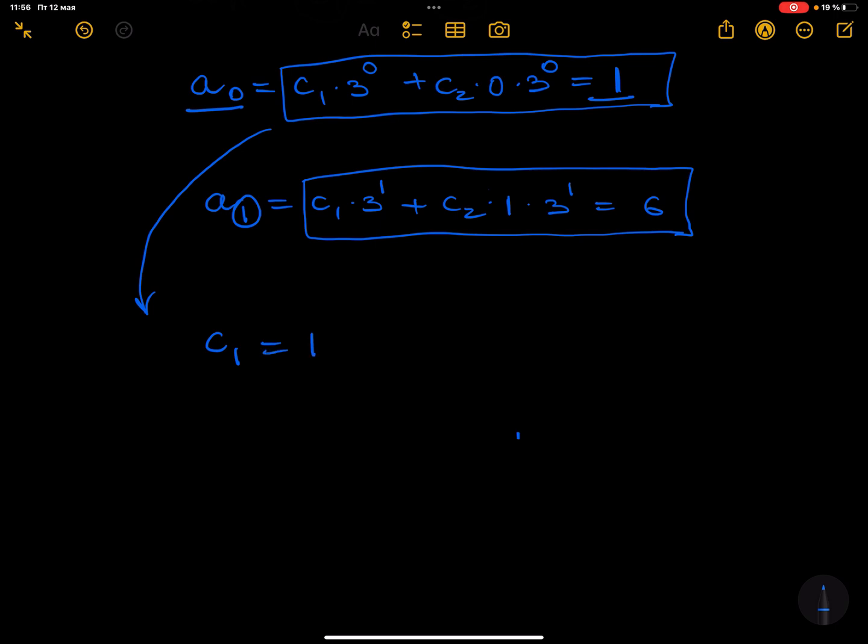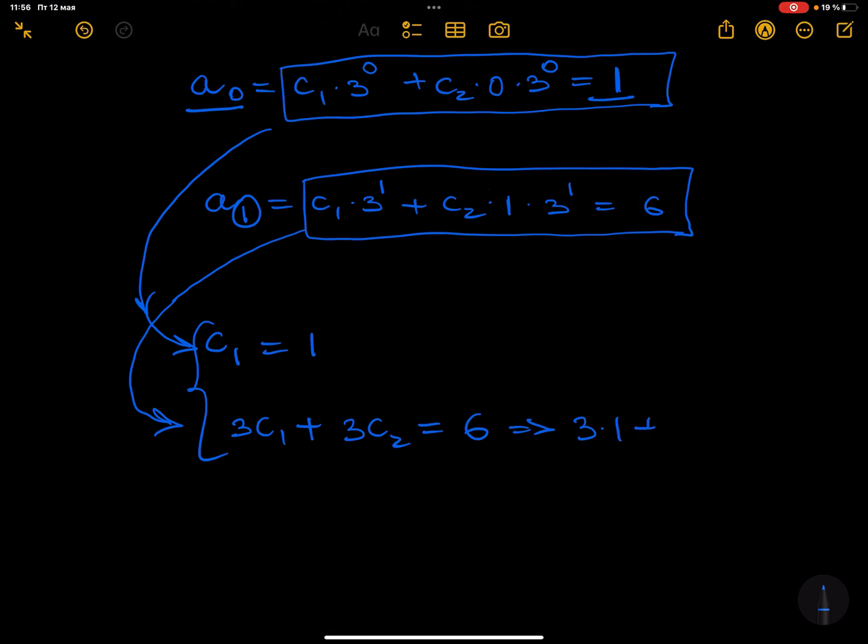So from the second one, we have this equation. 3 to the power 1 is 3, so 3c1 plus 3c2 is equal to 6. We know the value of c1, this is 1, so 3 multiplied by 1 plus 3c2 equals 6, so 3c2 equals 3. Because I'm moving it to this side, it's gonna be minus 3, so overall c2 is also equal to 1.